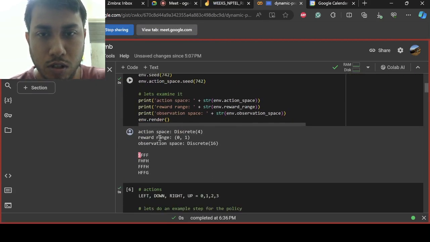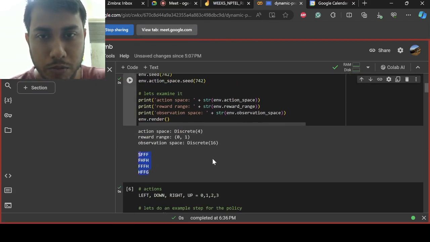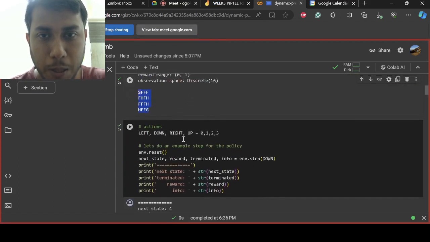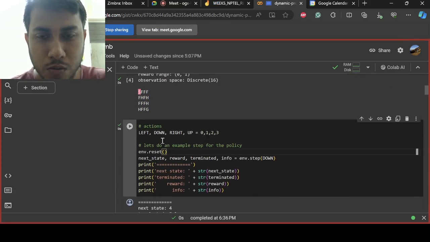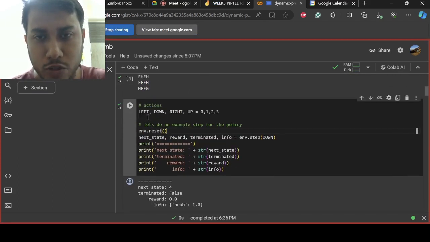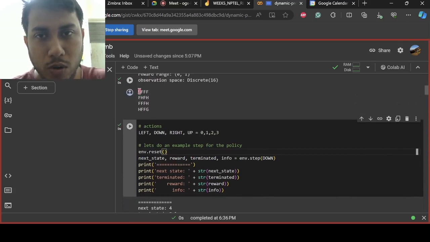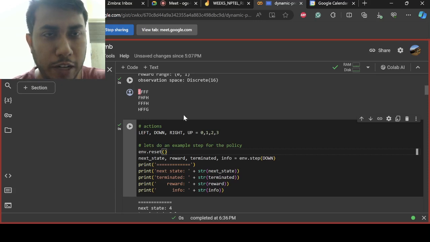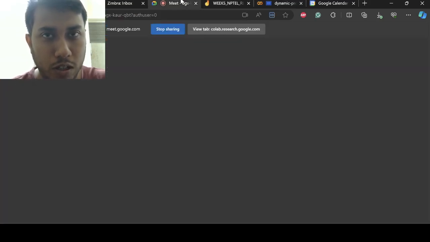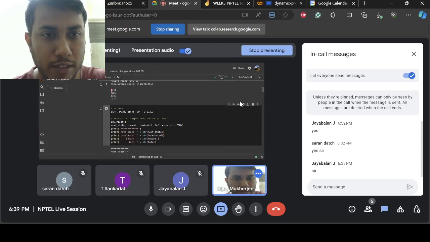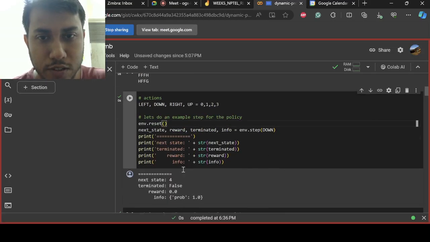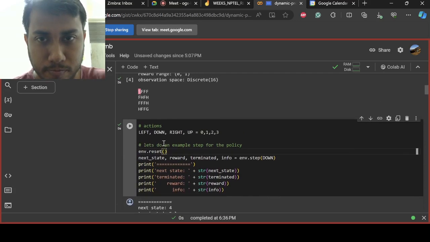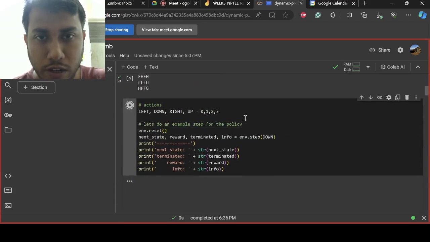Here is your current problem state. Now here are the actions we have. You can go left, down, right, and up, for any position, but all positions won't have the same options, because at the corners you cannot go to the left or right. That is another problem at the corner cases. So let's run this.